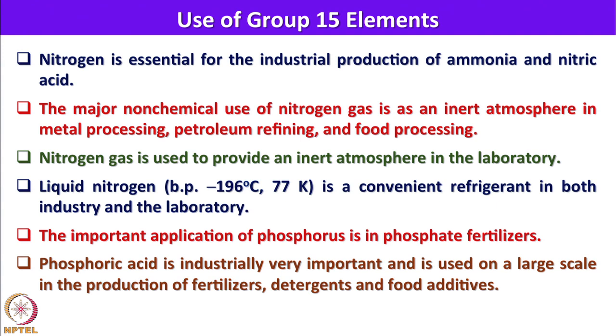The important application of phosphorus is in phosphate fertilizers. Phosphoric acid is industrially very important and is used on a large scale in the production of fertilizers, detergents and food additives.